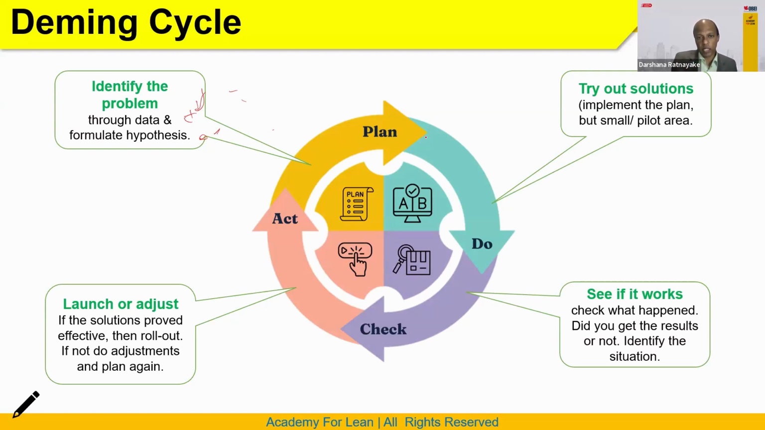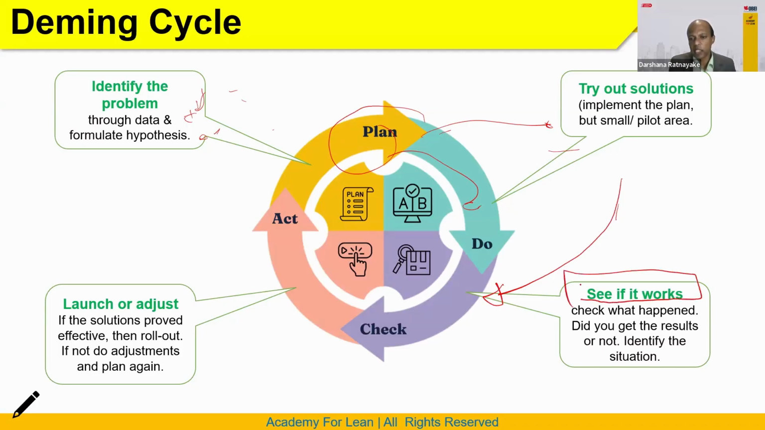Then that is called the plan. Then what is "do"? Very simply, we implement this action point. Right? We do the action point. Okay, then after we do, we check whether we get results or not. See if it works, right? So that is called the third one.